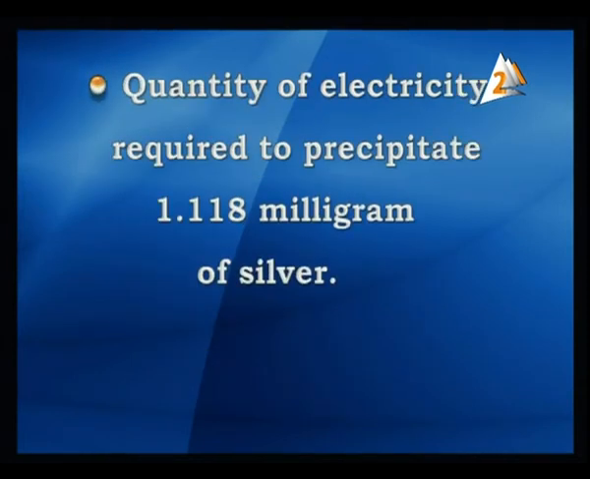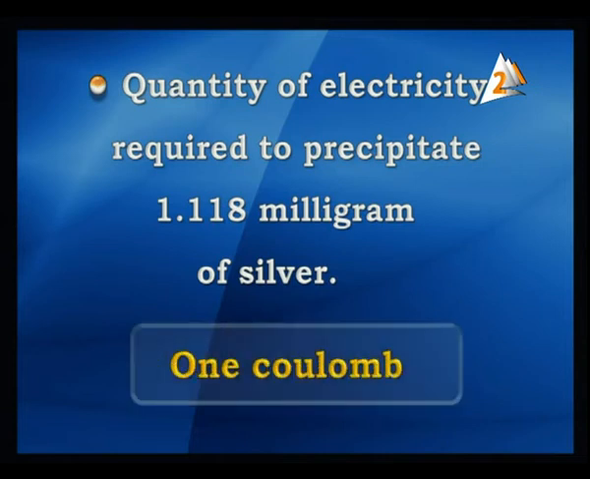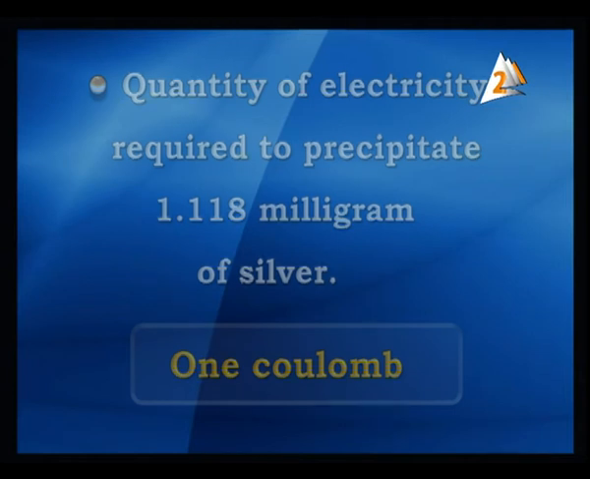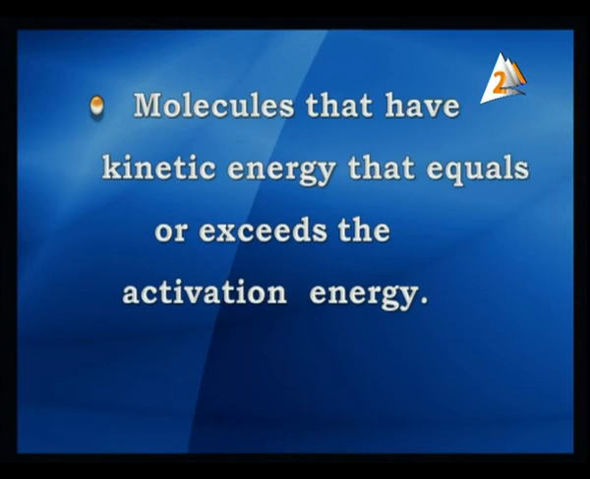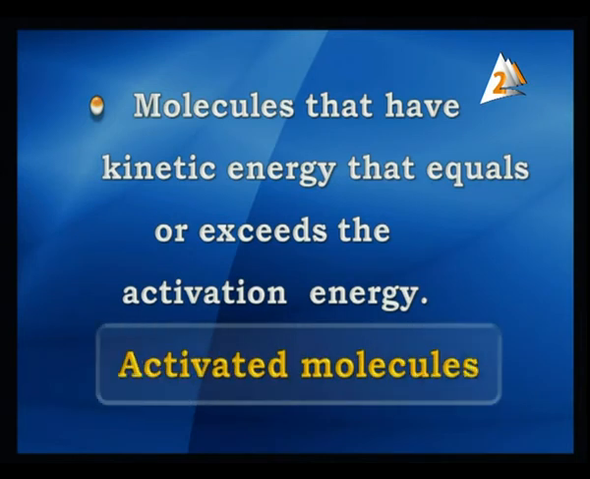The other question: the quantity of electricity required to precipitate 1.118 milligram of silver. You remember this? I think all students know it. Yes, it's 1 coulomb. Good question. When I say molecules that have kinetic energy equal to or exceeding the activation energy, this question tells me it's an activated molecule. Activated molecule is the answer.